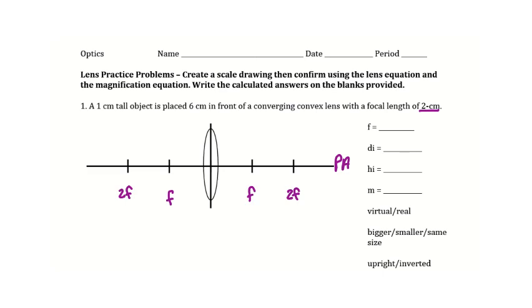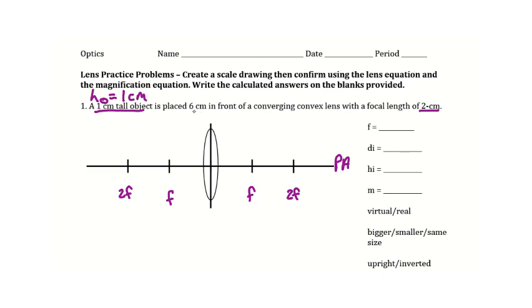So let's go through the problem and identify the important information. A 1 centimeter tall object, that is the height of our object. So right above the problem here, I'm going to write height, O for object. So the height of our object is 1 centimeter.